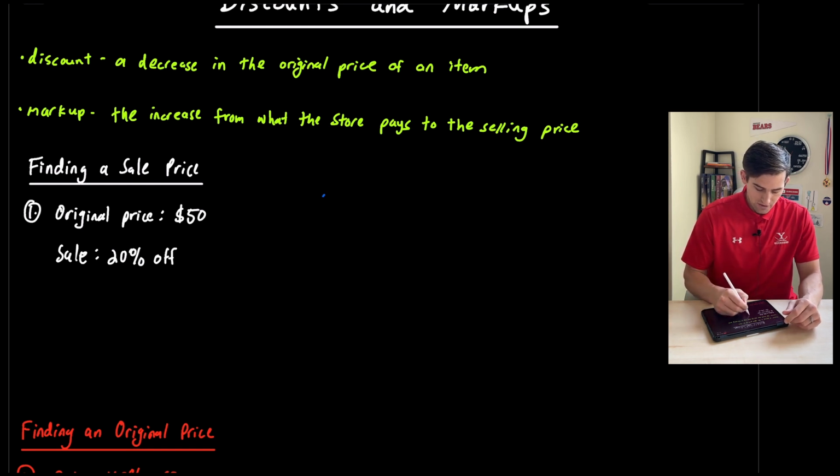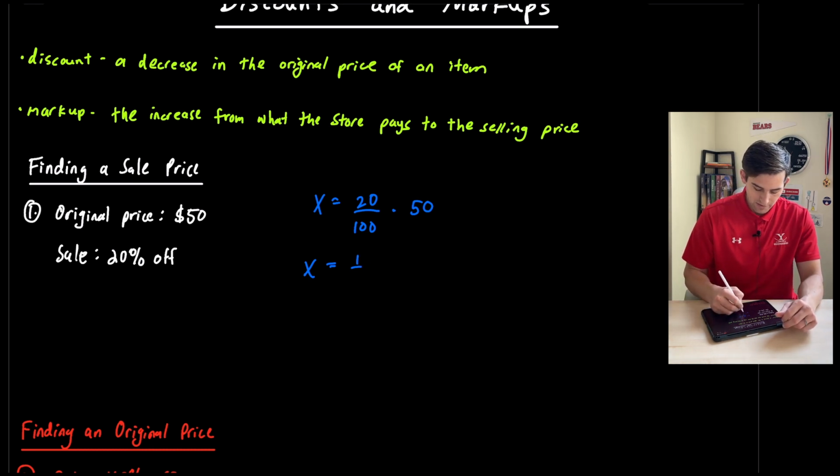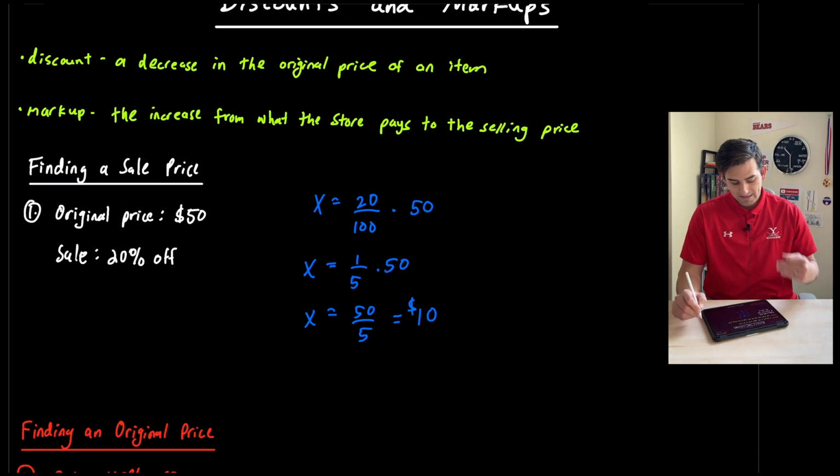So we're going to write this equation. X is equal to 20%, so that's 20 over 100. We can reduce that in just a minute. 20 over 100 times my whole number, which is 50. So now 20 over 100 would be like 2 over 10, and then that would reduce to 1 over 5. So we have 1 over 5 times 50. Well, this is going to be 1 times 50, which is 50, divided by 5, and that's going to give me 10.